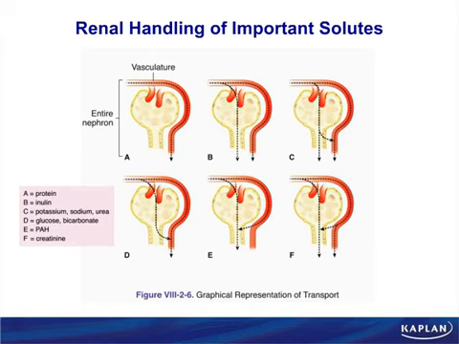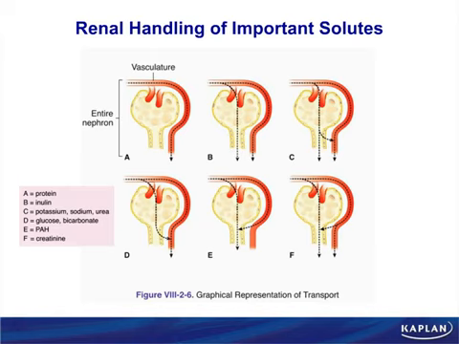E would be something like PAH at low concentrations. It is filtered. It is completely secreted. And the clearance here is equal to the renal plasma flow. The entire renal plasma flow is cleared. And if you look in the renal veins, concentration is 0. The entire renal plasma flow is cleared. That would be PAH.